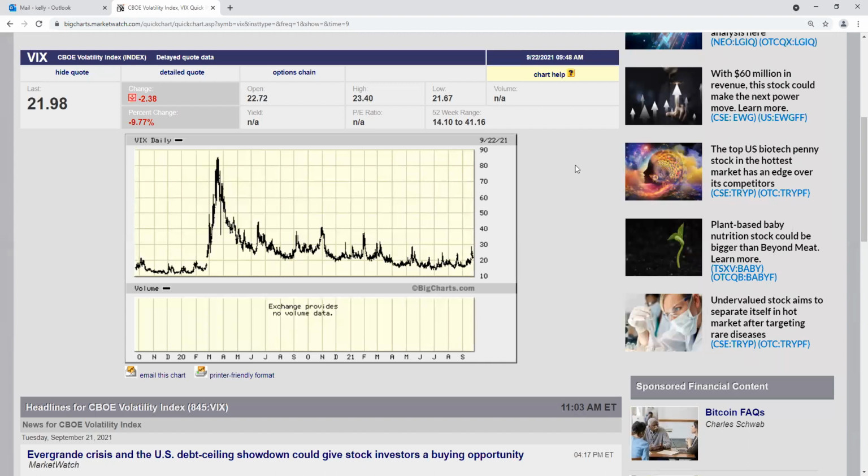And my guess is obviously they're going to talk about tapering, but they're not going to talk about any aggressive tapering, and they're not going to talk about any hikes. And they're going to be talking about withdrawal of emergency accommodation, but not at an aggressive pace. So that could be a good thing as well.